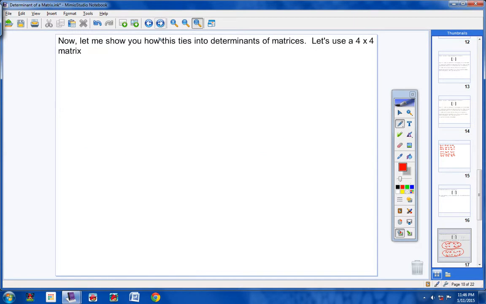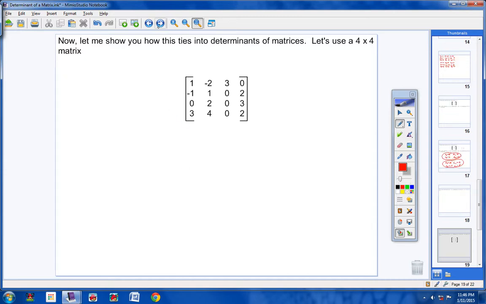All right, moving on. Now, let me show you how this ties into determinants of matrices, okay? Let's use a 4x4 matrix. Please do not take any notes on this. Just watch. I'm not going to make you do this, okay? But when it comes to finding the determinant of a matrix bigger than 3x3, it really starts becoming difficult. So you can pick out a row or a column. I'm going to use a column because it has a bunch of zeros. And what you do is you have to find, let's see, this would be row 1. So I want cofactor.